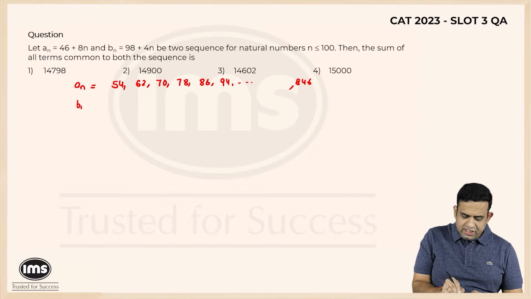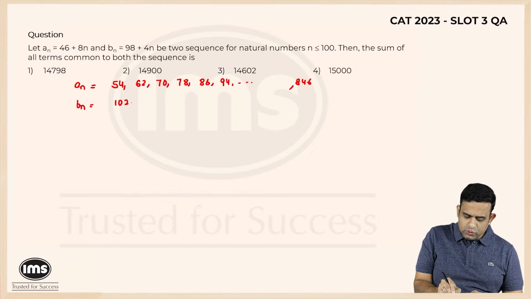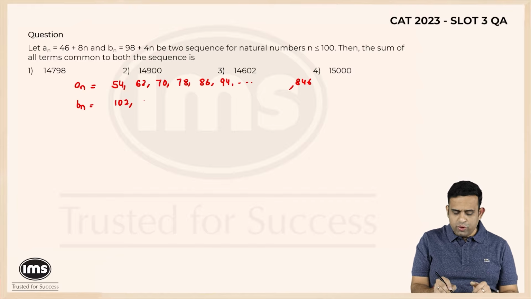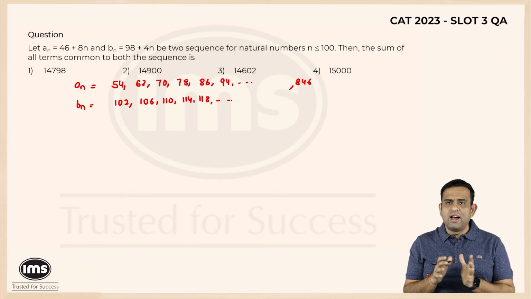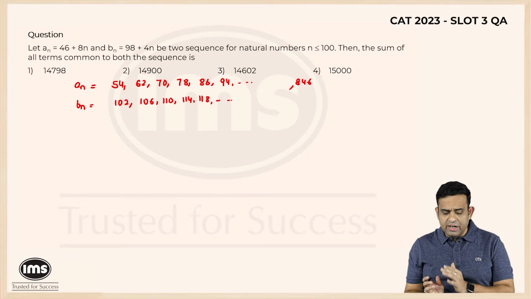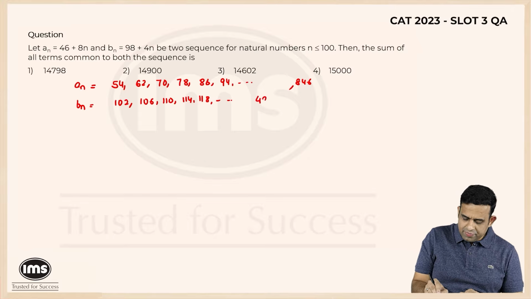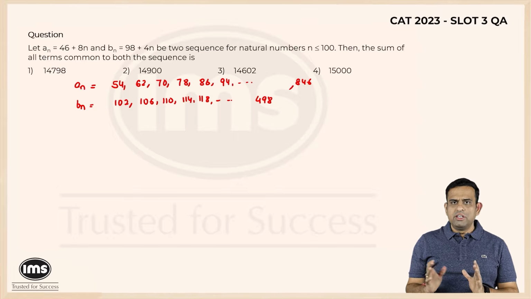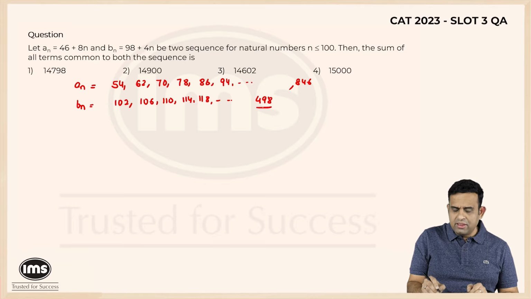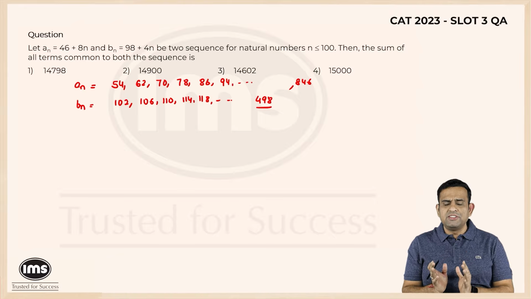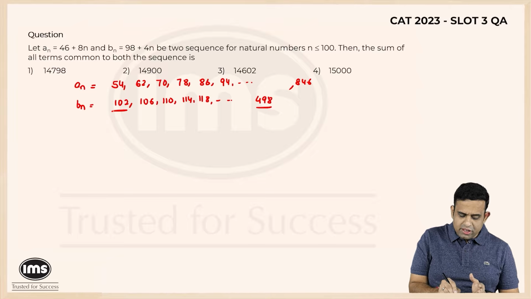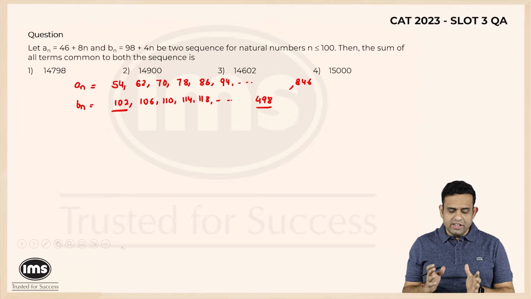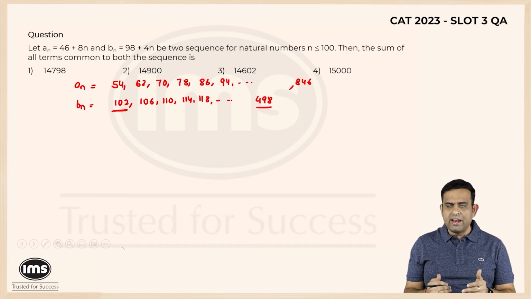Now, if I look at the bn sequence, for n equals 1, it becomes 102. Then one can say it has a common difference of 4 here. So n equals 2 will give me 106, then 110, 114, 118, and so on. The last term, n equals 100, that is b100, will be 498. So if I want terms which are going to be common, the highest possible number is going to be 498, because the second sequence terminates at 498, and the second sequence starts from the number 102. So definitely we have to look for something which is common between an and bn.